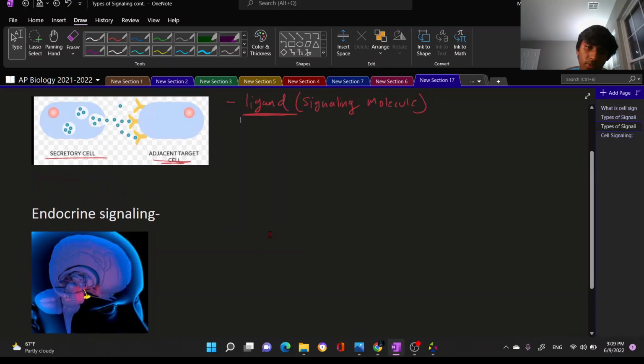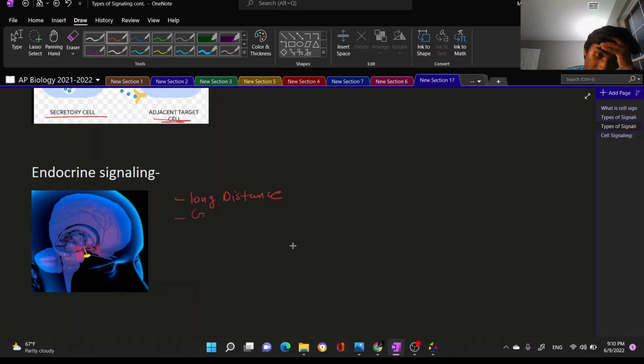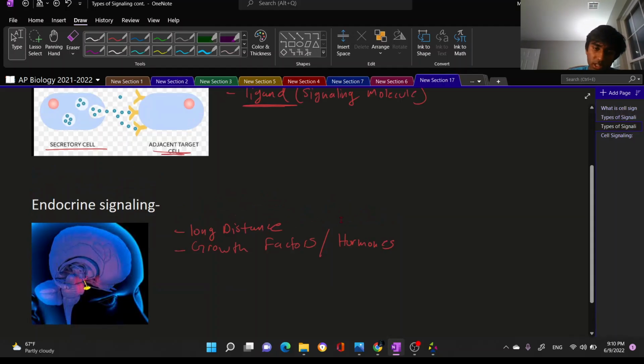You also have a similar concept, which is endocrine signaling, which also involves signaling molecules, but it's more long distance. For example, the pituitary gland in the endocrine system releases growth factors and other hormones. It releases many hormones, which are basically long distance signals, just like this ligand.